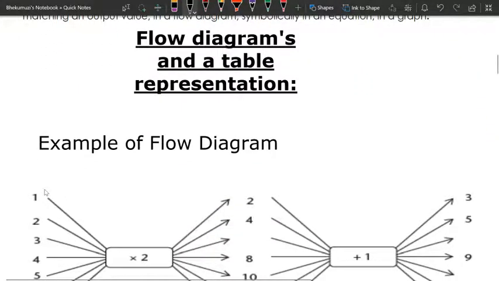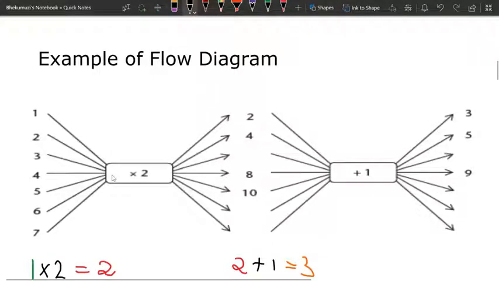So here we have a flow diagram and a table representation. Here's an example of a flow diagram, and I think you've seen this quite a lot in your previous grades. In the center here you have times 2 and then you have plus 1. So what actually happens here is that we would say 1 times 2 gives us 2, but then 2 plus 1 gives us 3. So that would be a flow diagram of the function.